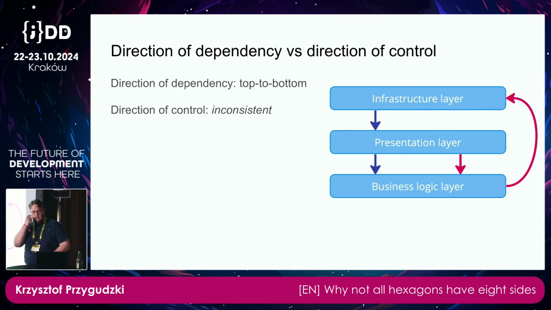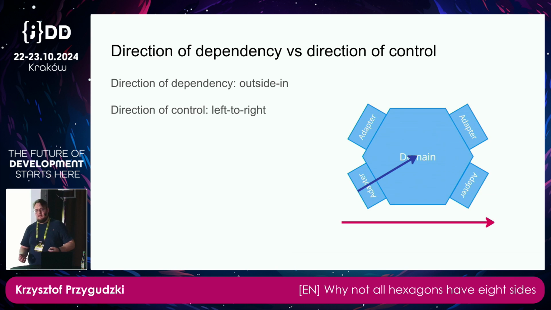So as much as the direction of dependency is clear and it's top to bottom here, the direction of control is actually inconsistent, right? Because sometimes it goes to the top, sometimes it goes to the bottom. Is it a problem? I don't know, we'll see in a moment. And the other question is, how does hexagonal architecture solve this problem? And it's with a very simple trick. And this trick is that we go from 1D graphics to 2D graphics.